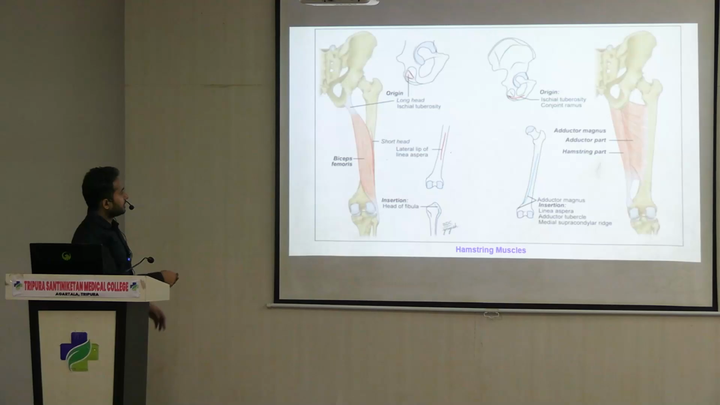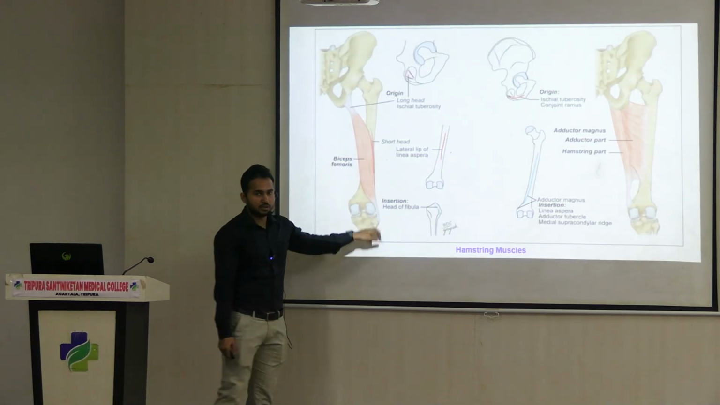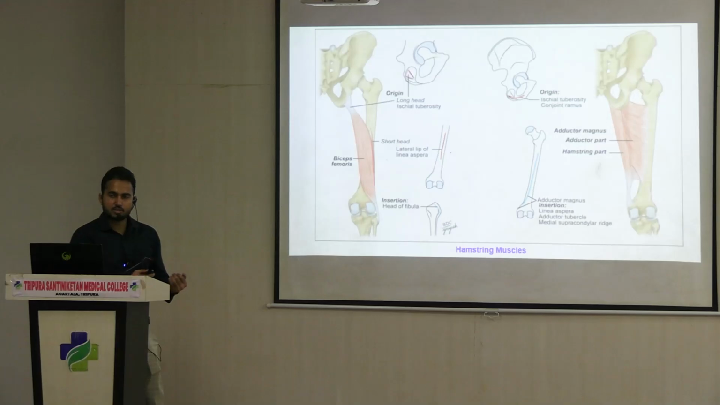Next, the long head of the biceps, and here you can see the short head of the biceps. The long head of the biceps is the same as the semitendinosus, just now we have seen, and the short head is from the lateral lip of the linea aspera, and after that they are inserted into the head of the fibula. Till now, whatever we have studied, they are mainly arising from the ischial tuberosity, and they are crossing the knee joint from the posterior aspect.